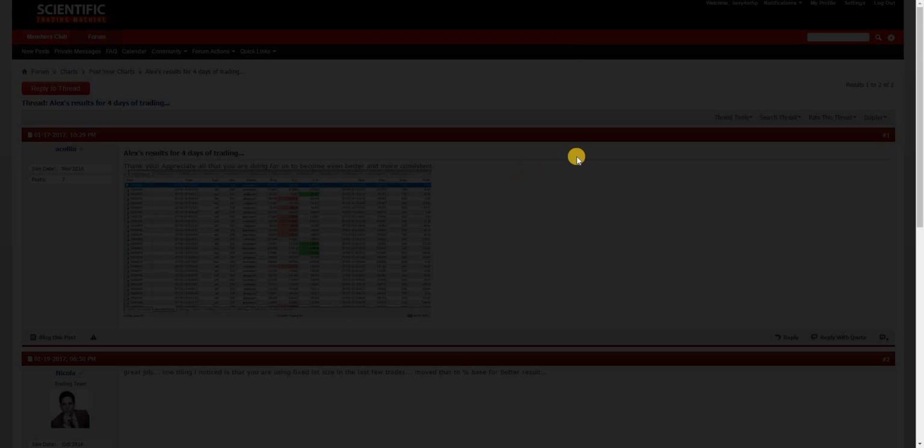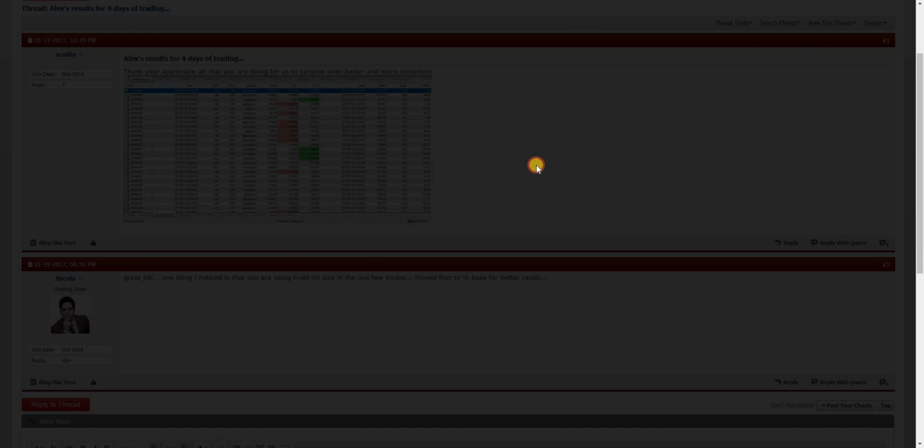All right, you do not have permission to perform that action. Looks like this one's going to give me some difficulties as well. Anyway, it says, great job. One thing I noticed is that you are using fixed lot size in the last few weeks. Move that to percent base for better results.